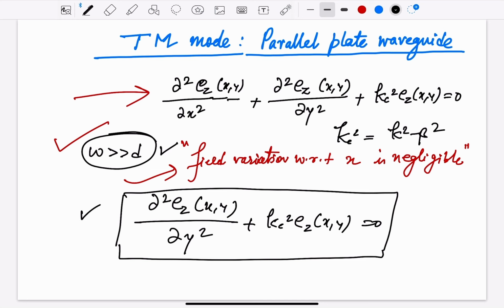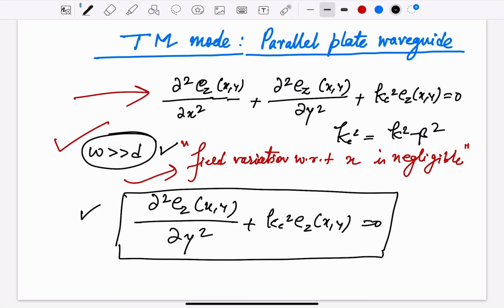Now we are aware that the x component of the TM mode is related to the Ez component. We may recall this: Ex equals minus jβ over kc² times ∂Ez over ∂y, and this will be 0.